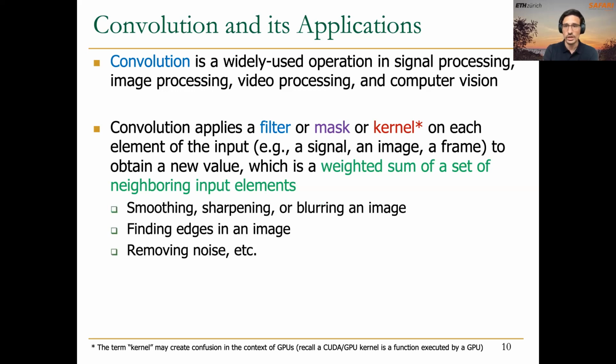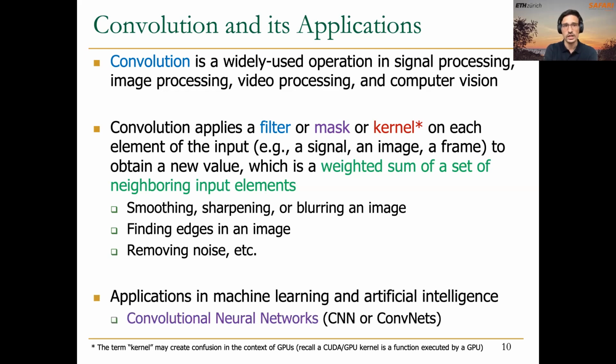Convolution is widely used in image processing. It can be used for smoothing, sharpening, or blurring an image, also for finding edges or for removing noise. We are going to see a few examples of this later in this lecture. But more importantly, these days are the applications that convolution has in machine learning and artificial intelligence, because they are key for convolutional neural networks, CNNs or ConvNets, where the convolutional layers are probably the most important ones.